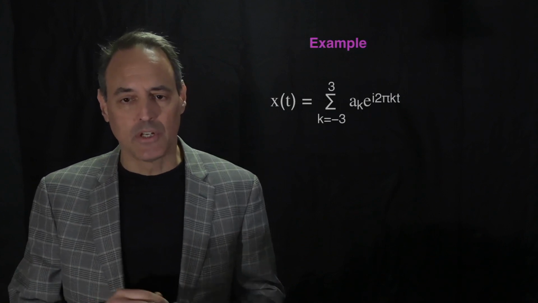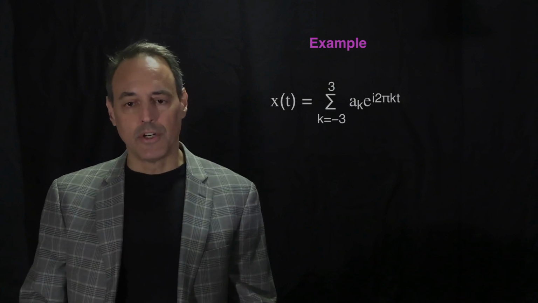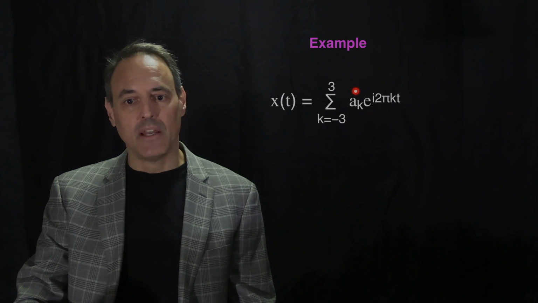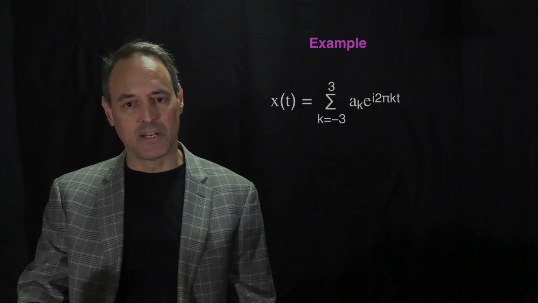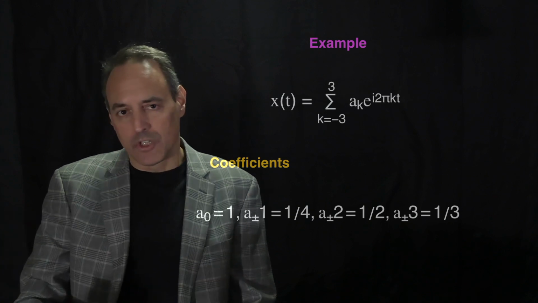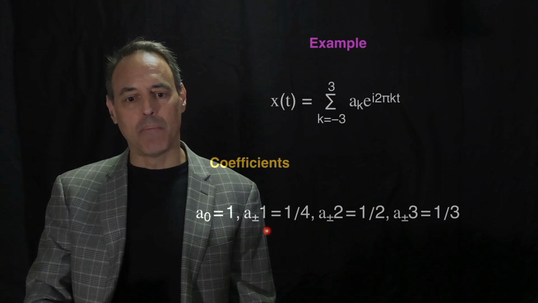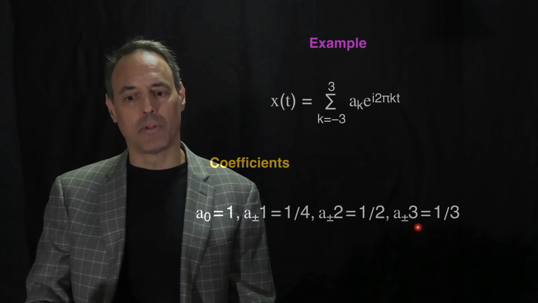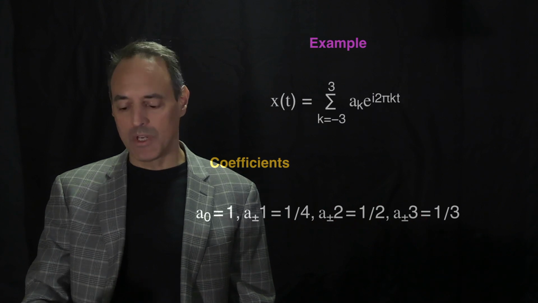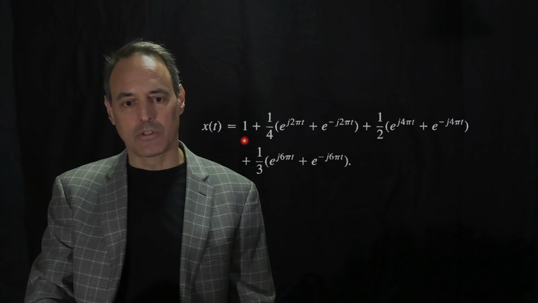Okay? So let's take an example of what some of these things might look like. Here's a signal, and I'm going to represent k equals negative 3 to 3, and here's my signal in terms of exponentials. We can just plot this signal where we make some assumptions about what a naught, a plus or minus 1, a plus or minus 2, and a plus or minus 3 are. We just give it some generic values here. And then we can ask, what does that signal look like? Well, if you expand that out, this is what it looks like.